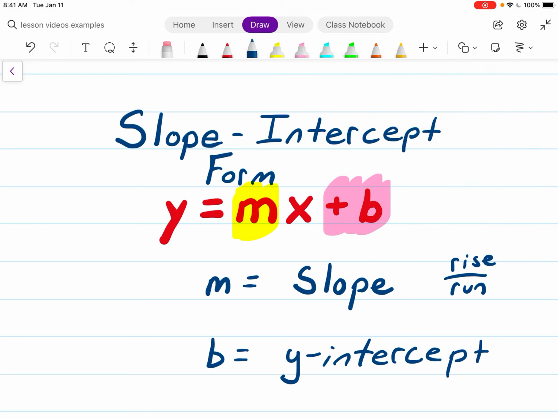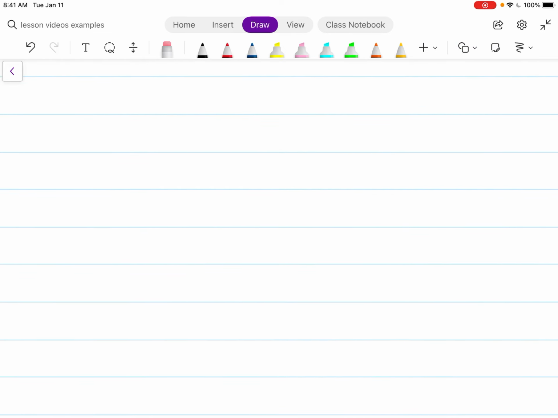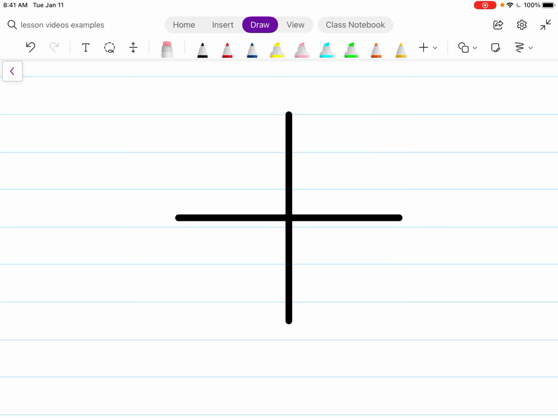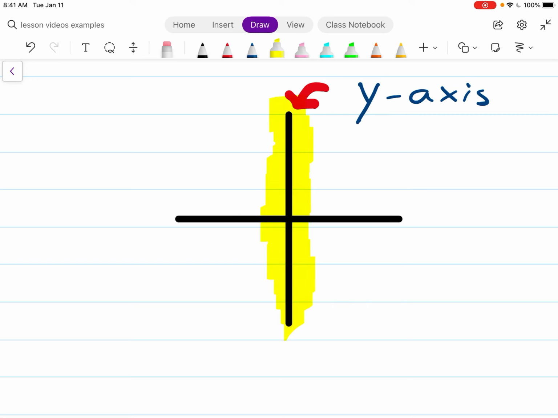Now, let's look at a quick coordinate plane so we know exactly what we're talking about. So here's a coordinate plane. The line that runs straight up and down, that is your y-axis. And the y-intercept, or the b value, is where that line crosses the y-axis. So if the y-intercept is a positive 3, we will put that point on the positive 3 of the y-axis. If it's a negative 4, we'll put it on the negative 4 of the y-axis.